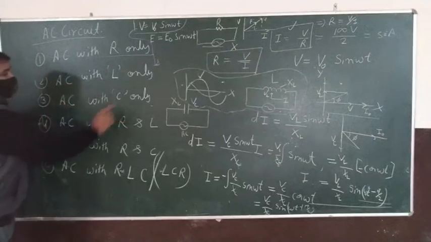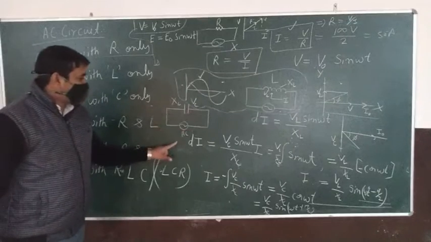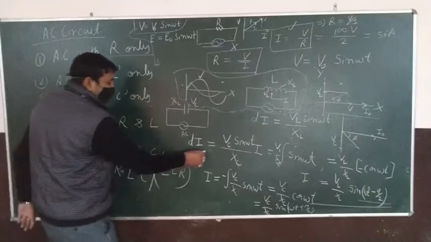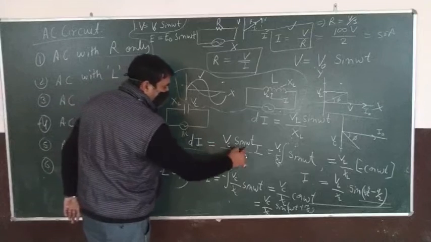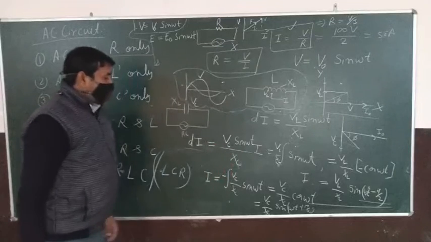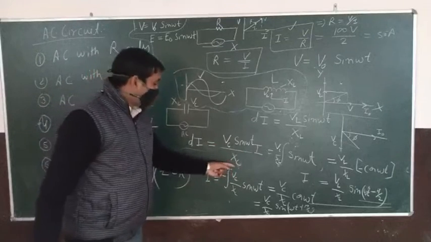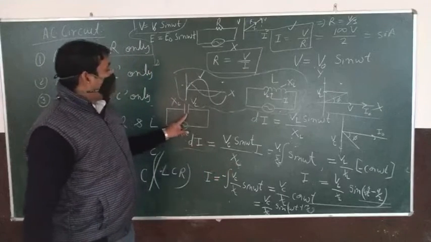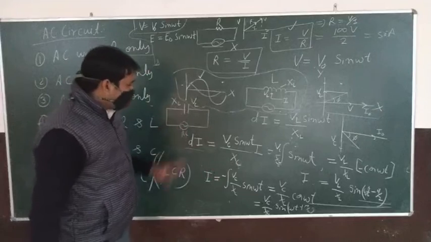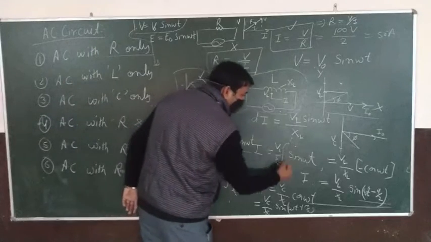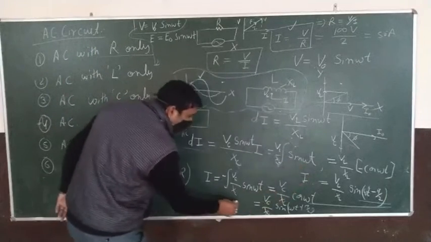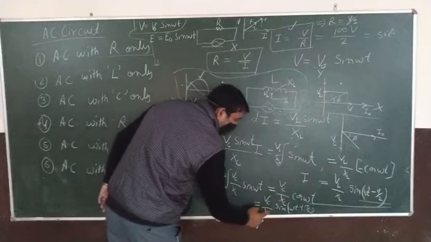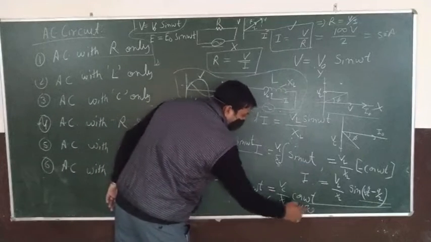AC with capacitance only. This is the diagram for the situation, and the current across this is given by Vc sin omega t upon Xc. Xc is the value of resistance across the capacitor. When we calculate this again, we will get the result Vc sin omega t plus pi by 2.